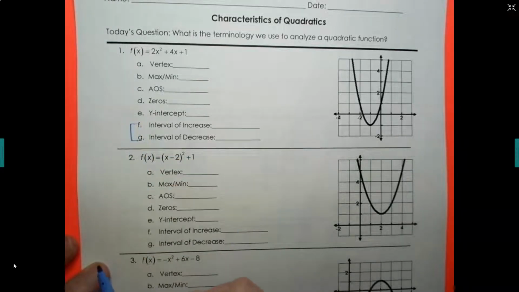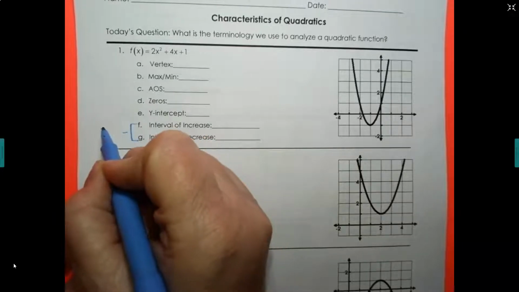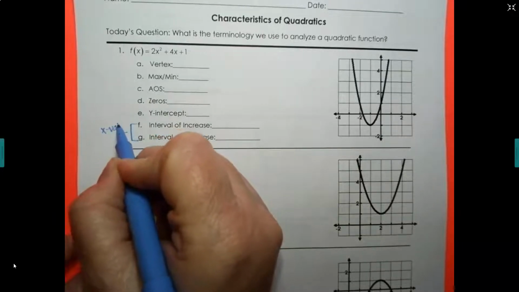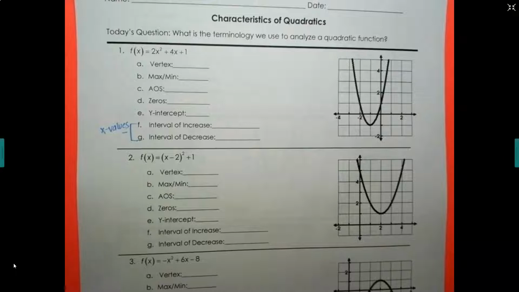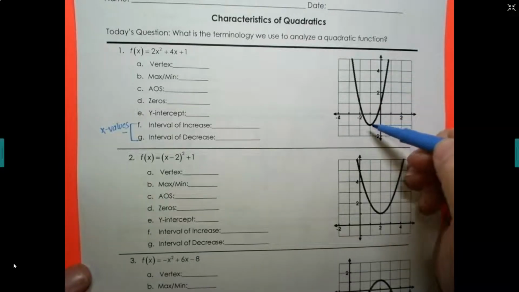The main thing to remember when naming our interval of increase and decrease is we're going to name it using x values. Okay, so I'm going to help you be able to identify those values so you can write your interval. We'll go ahead and start with the other characteristics first. I've already got this graph for you.